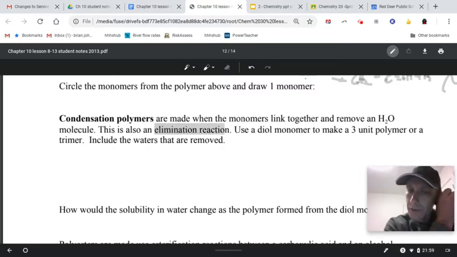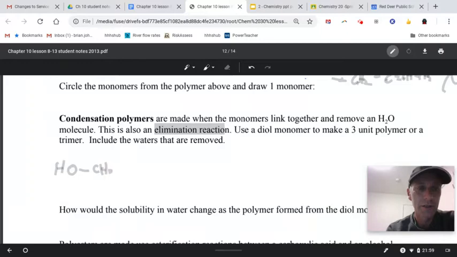So it tells us in the notes, try one of these using a diol monomer. A diol monomer, so diols, OH on one end. Let's just make it a simple one. CH3 in the middle, OH. So that's going to be a CH2. So there's a methane diol, and we're going to use another one of these, OH, CH2, OH. Okay, so we've got two monomers that are both diols.